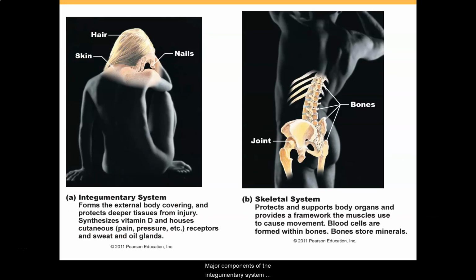Major components of the integumentary system include the skin, our hair, and the nails. As mentioned previously, the largest organ of our body is found in this organ system, which is the skin. The major function of the skin is for protection. Our skin is considered to be our first line of defense.